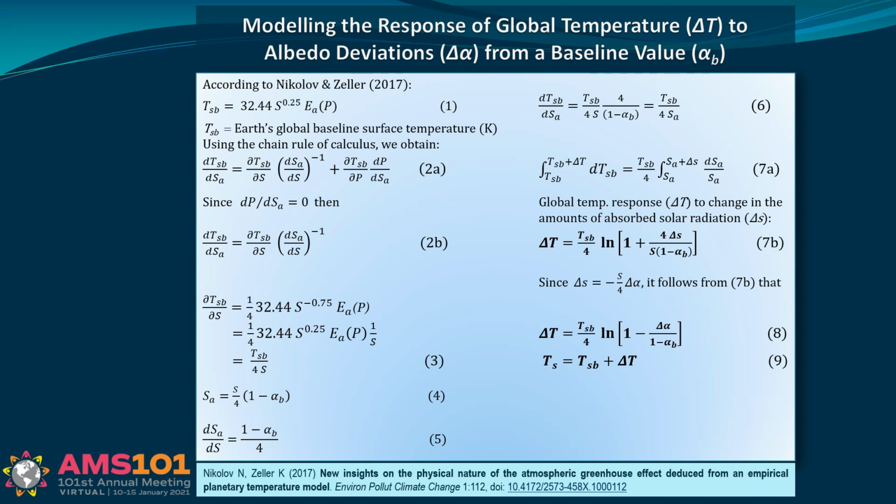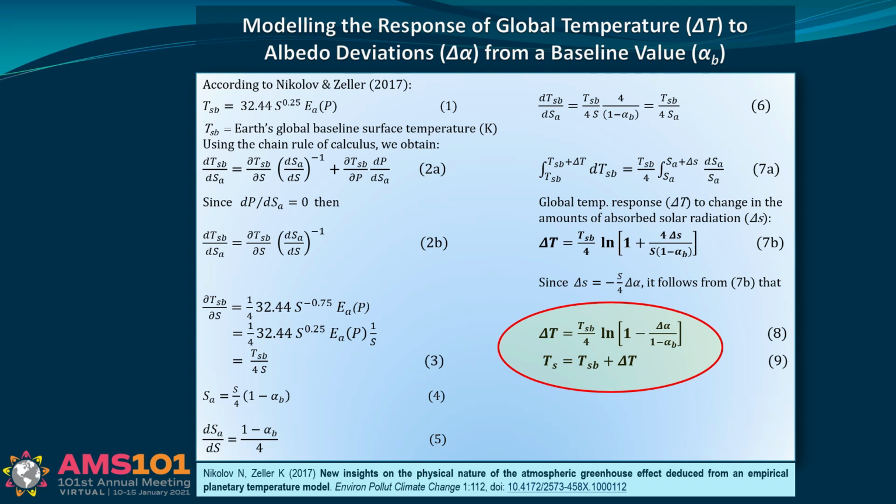Upon replacing delta S in equation 7b with its equivalent in terms of albedo anomaly, delta alpha, we arrive at equation 8, which describes the change of global surface temperature, delta T, caused by a change in planetary albedo, delta alpha. Note that equation 8 only produces a non-zero value for delta T when delta alpha differs from 0. Thus, according to this objectively derived model, the global surface temperature of a planet does not deviate from a baseline value, T sub SB, set by solar irradiance and total pressure if the planetary albedo does not depart from its intrinsic long-term value, alpha sub B.